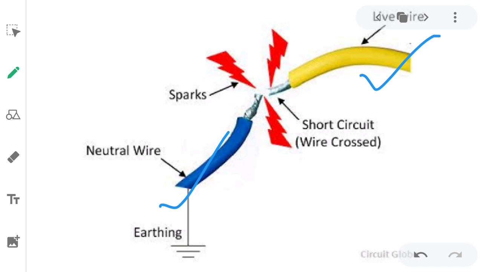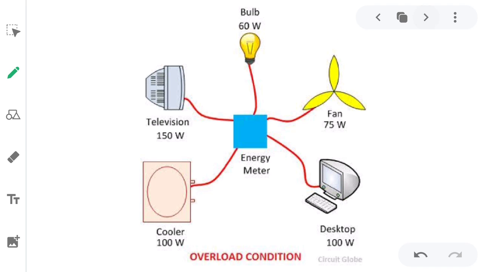So as the wire is capable of carrying only a small amount of current, in case of short circuit a large amount of current starts flowing through the wire, so that the wire gets heated and it can cause fire, which is very dangerous. Okay, so that is short circuit, and another problem is overloading.